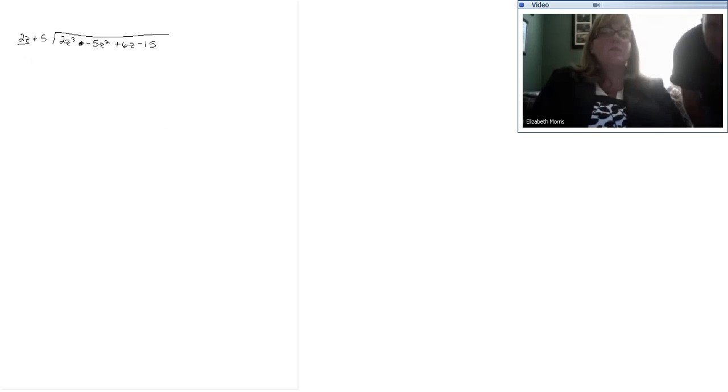2z plus 5 into 2z cubed minus 5z squared plus 6z minus 15. All right? Looking at the leading coefficient, what would you multiply 2z by to get 2z cubed? Z. Z times 2z is 2z cubed. Z times 5 is 5z squared. No, it's not.